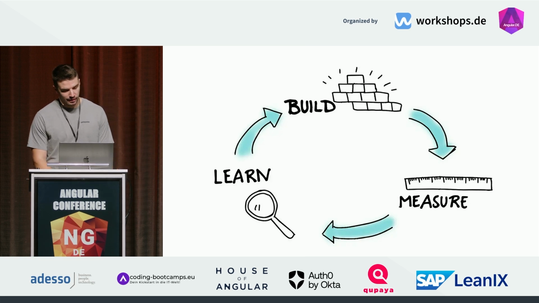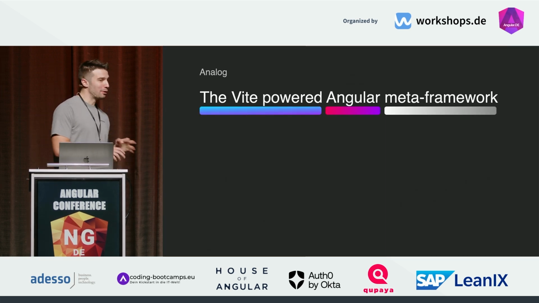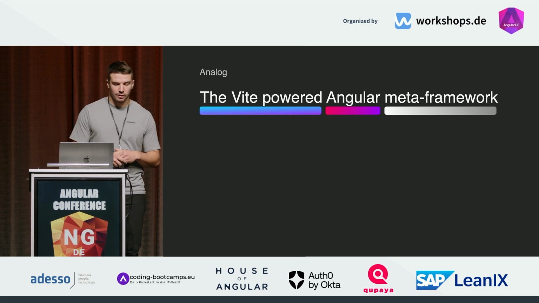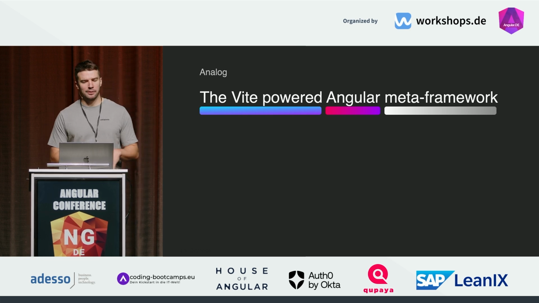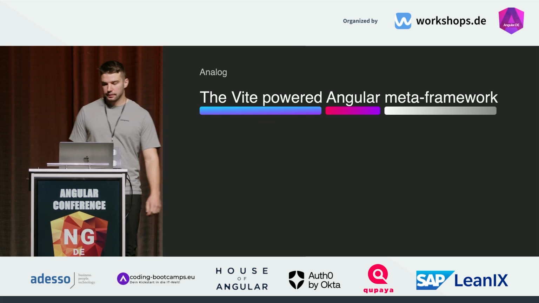All right, so we talked about Angular. We now know what meta frameworks are. But what does it mean to be Vite powered, right? What is the magic that sort of ties all of this together? Lets us use our file system to create routes, or sort of like wire up Nitro with Angular.